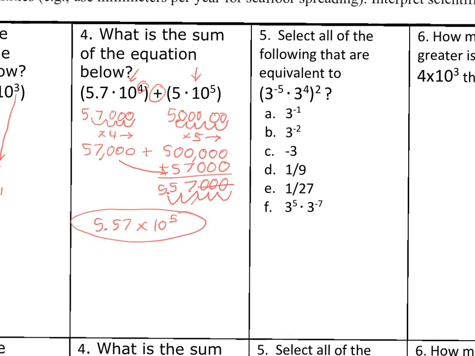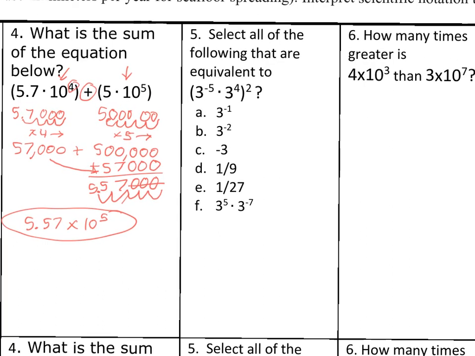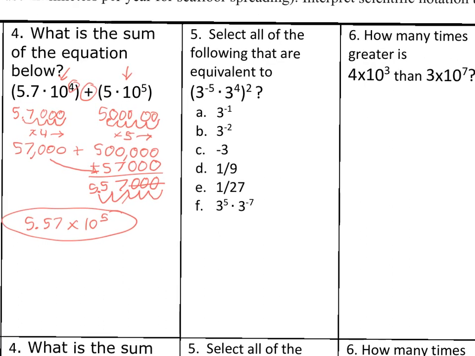All right, going to number 5. Number 5 and 6 are two new beautiful problems this week for your absolute enjoyment. And here they are. Select all of the following that are equivalent to 3 to the -5 times 3 to the 4th power in parentheses, 2 on the outside.